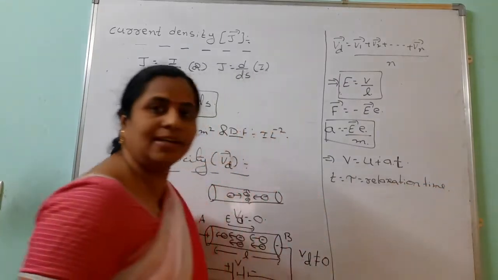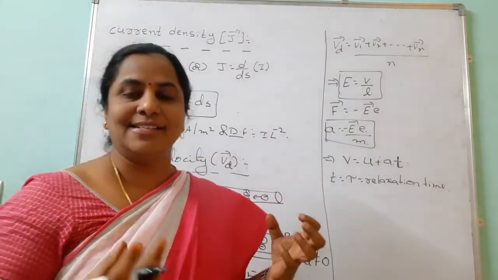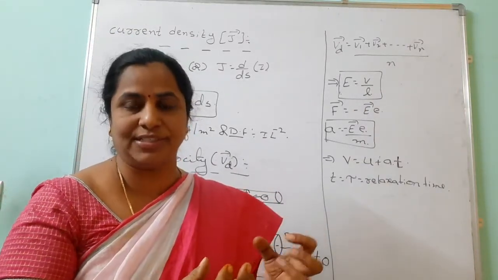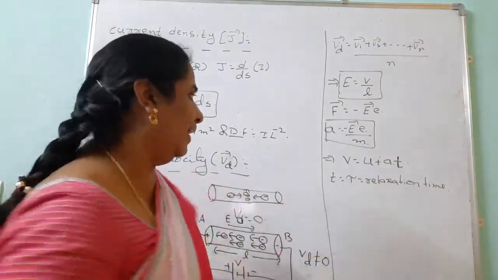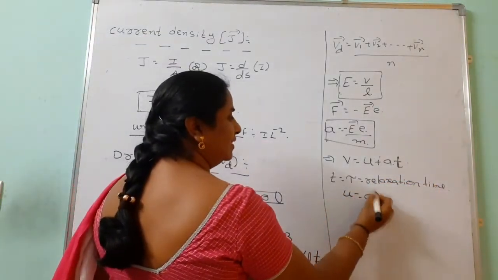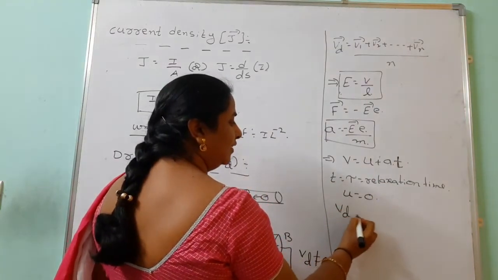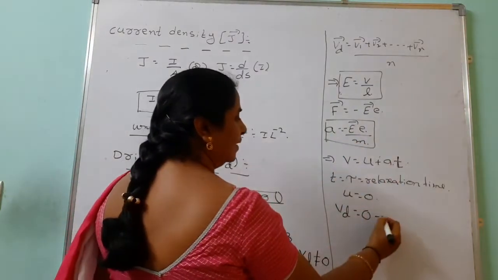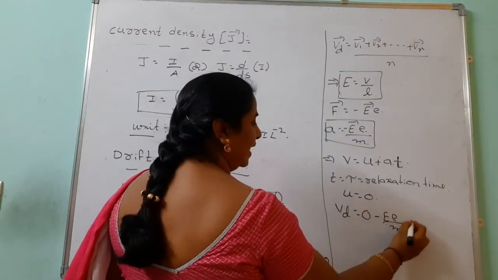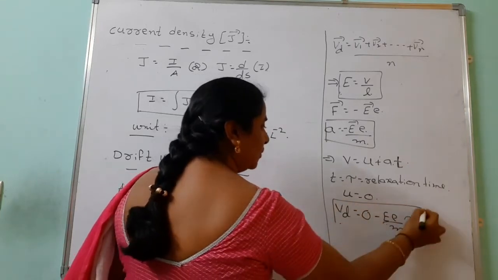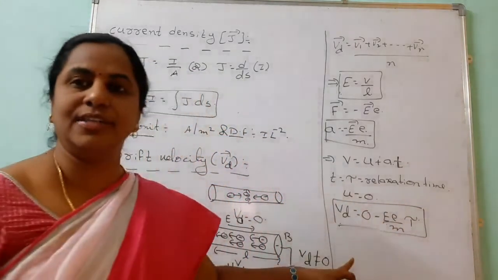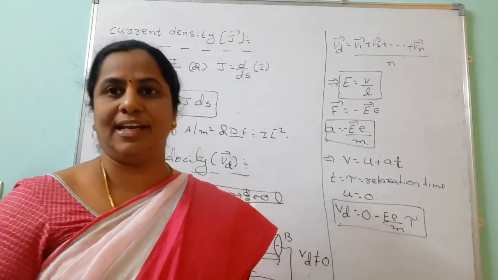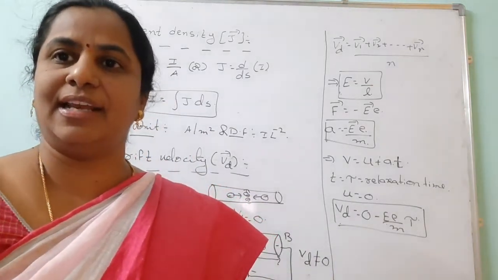What is the relaxation? I am not relaxing here. See, between two successive collisions of an electron, the time taken is called the relaxation time. Here the initial velocity is 0, and the final velocity is nothing but the drift velocity. Vd equals 0 minus eE by m into tau, where tau is the relaxation time. So one more formula we got to find the drift velocity. Drift velocity is the average velocity of the electrons when we apply the external electric field.